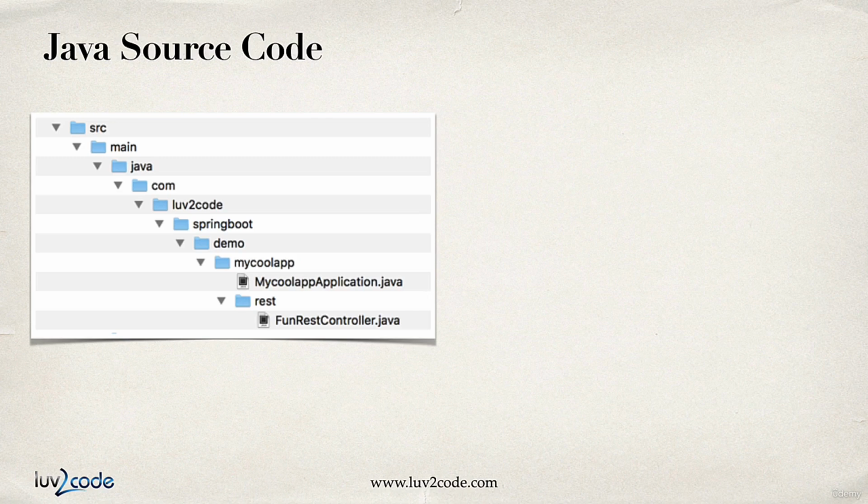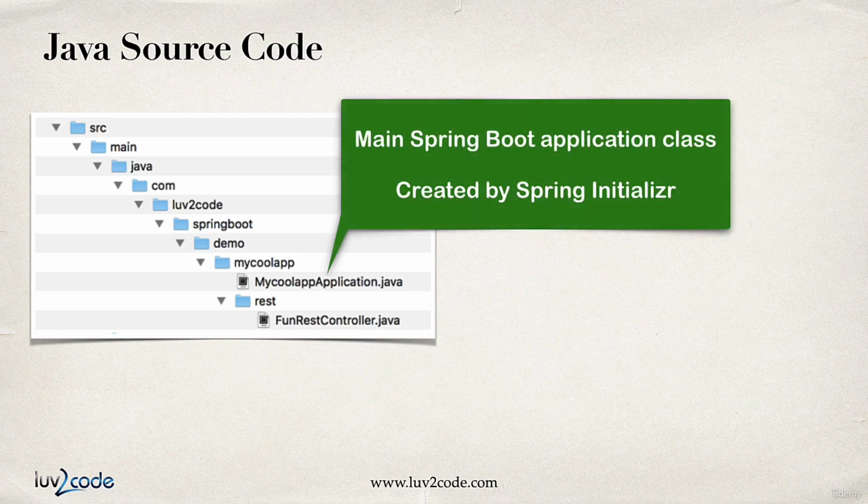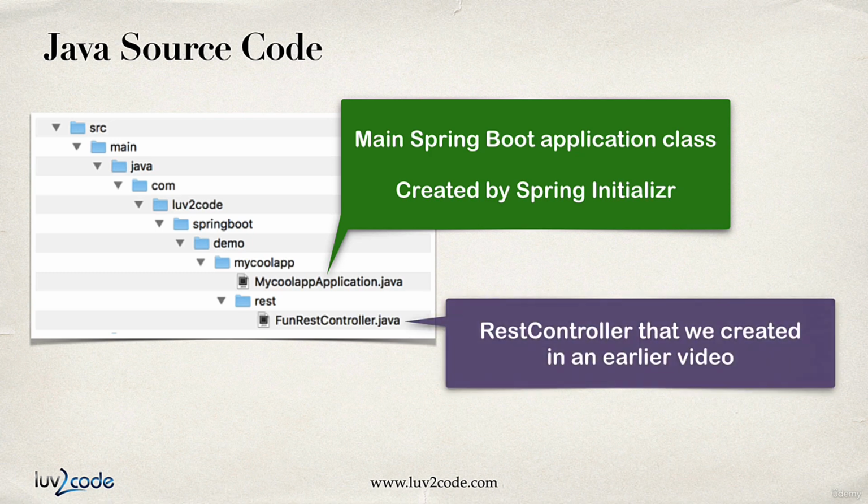Okay, so now some of the source code. We saw a small bit of the source code, but I didn't really go into details on it. When you generate your project, you have this main Spring Boot application class that's created by the Spring Initializer. We also saw in the previous video that we created a REST controller and called it FunRestController. We used the FunRestController to expose a very simple REST API. Now that's enough for now. We'll move ahead to the next video, and we'll discuss application properties.